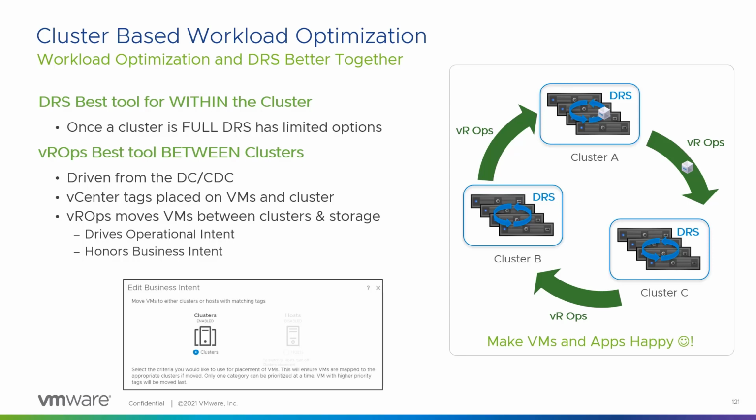To ensure that, hey, this whole cluster is busy. DRS can't do anything about this. Something's got to move. vRops kicks in, says, I'm going to start moving things. I'm going to move them over from cluster A to cluster C. There you go, right? But it does it while honoring the business intent. So it makes sure it doesn't move anything that's tagged that can't be on cluster C, for instance.